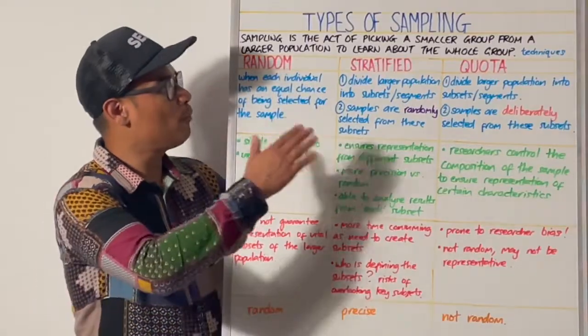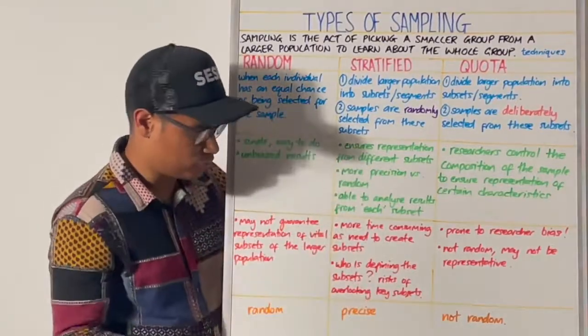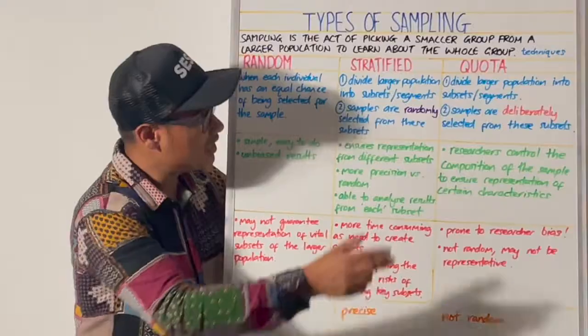So when we're thinking in one word about the difference between each of these: random, stratified, precise, and quota, not random.